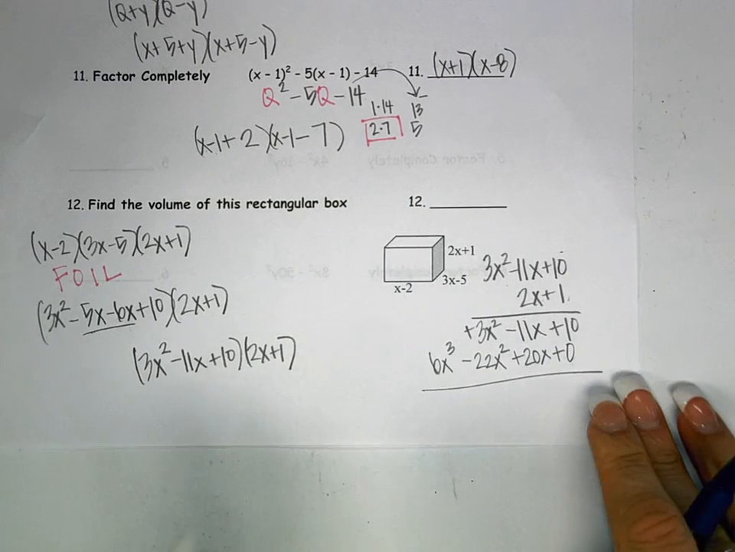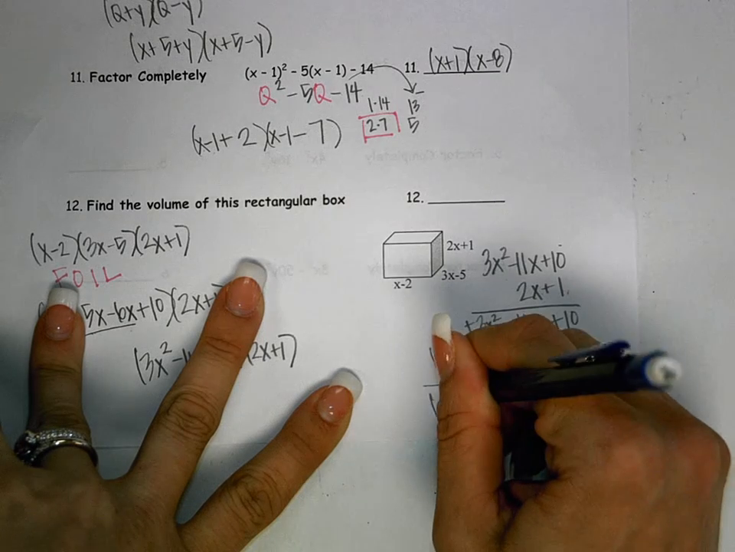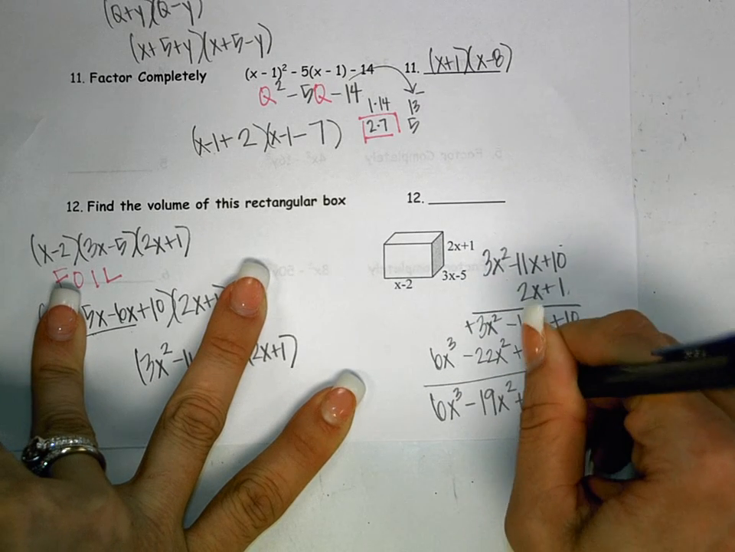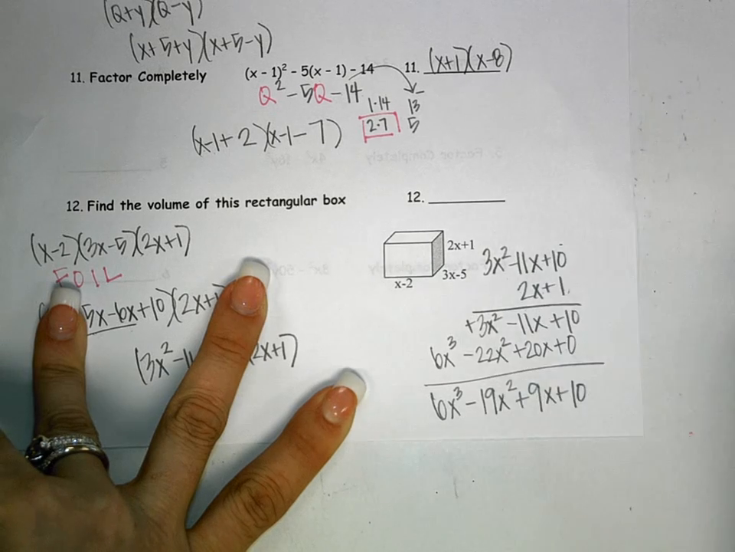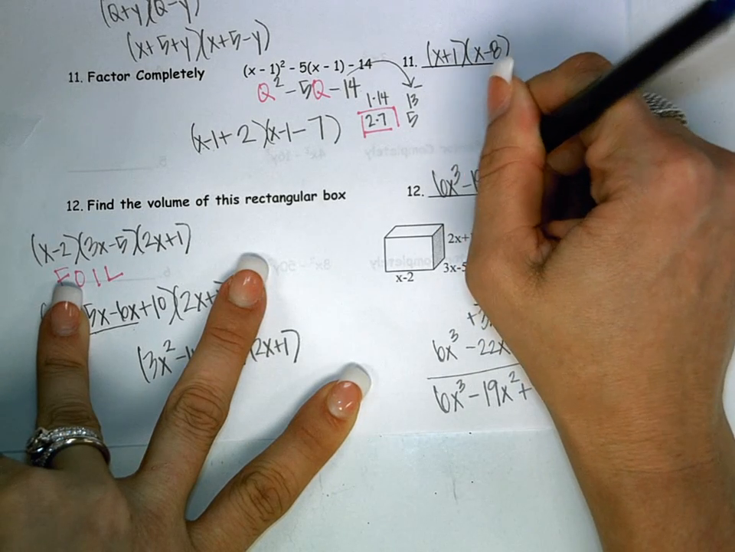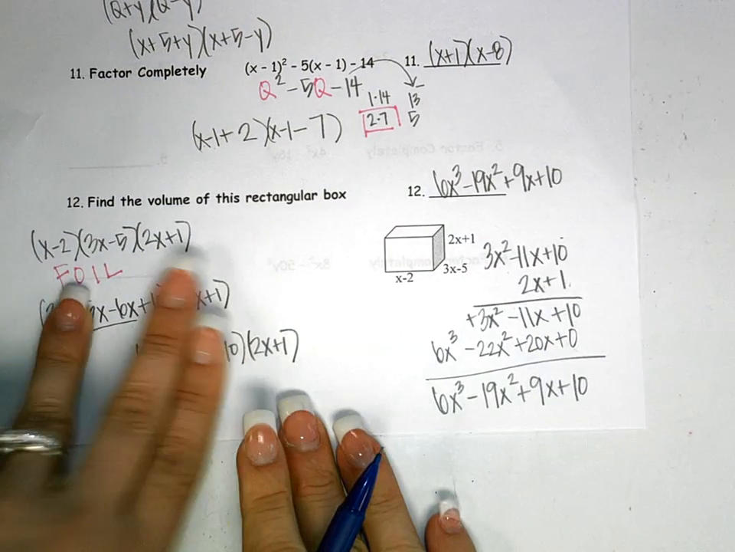These are perfectly lined up so that you can combine like terms. That'll give us 6x cubed minus 19x squared plus 9x plus 10. So 6x cubed minus 19x squared plus 9x plus 10.